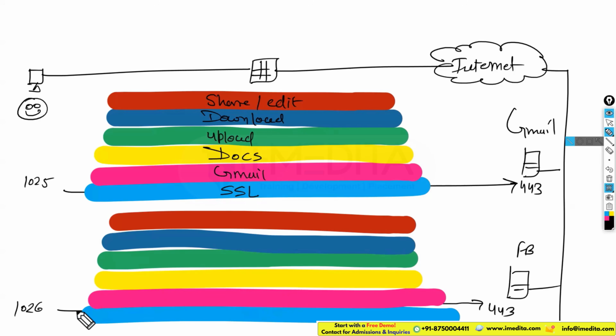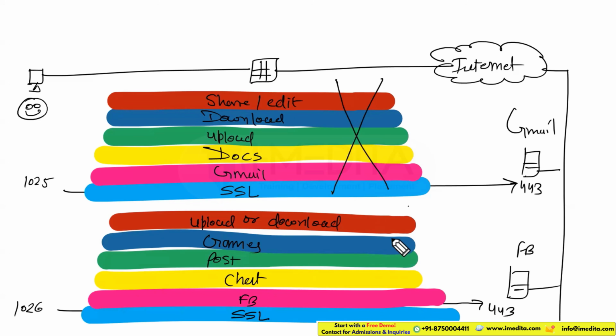First of all, the client will use SSL. Then under SSL, the client will use Facebook. In Facebook, the client will use chat, post, and games, and upload or download in this way. If we block Gmail, all applications will be blocked. If we block Facebook, all applications will be blocked here.